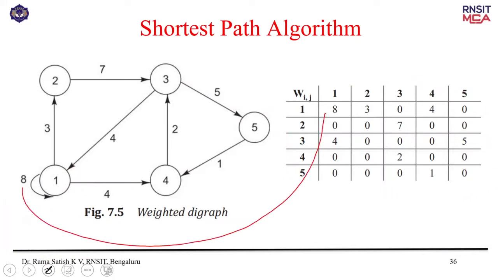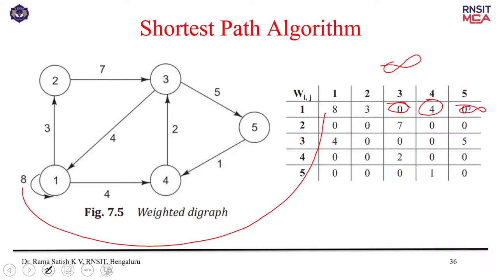Same way, between 1 and 2, you write 3. Between 1 and 3, there is no path. You write 0 or infinity. You write it as infinity, which means you cannot reach. And between 1 and 4, and between 1 and 5, there is no direct path, so you can write infinity directly.